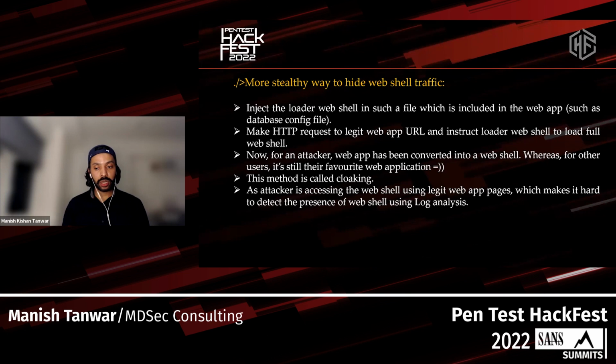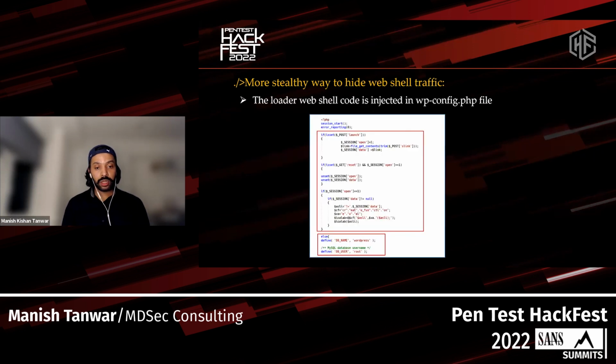Now this web shell is saved in a session variable. So whichever web page we access is converted into a web shell for us, but for other visitors, that web page is still a normal web page. So we blend in with legit traffic, and it will be hard for the SOC team to analyze the logs and determine where the web shell actually is. This is the code which I have injected in wp-config.php. We know that the config.php file is included in other parts of WordPress.